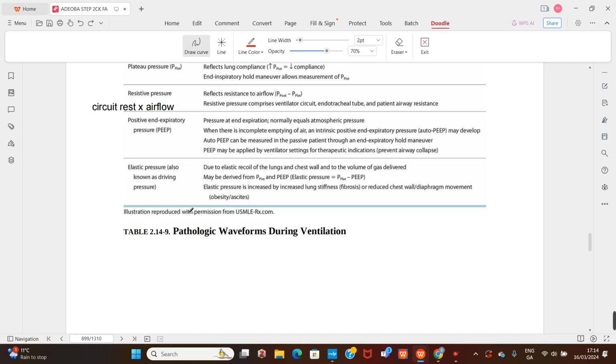That is it. That's why you want to avoid increasing tidal volume in people with restrictive lung disease. It's not going to help them.